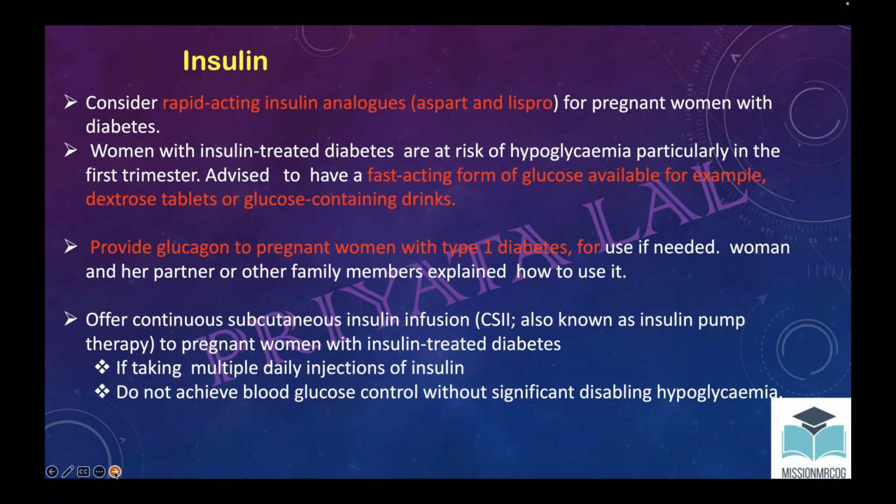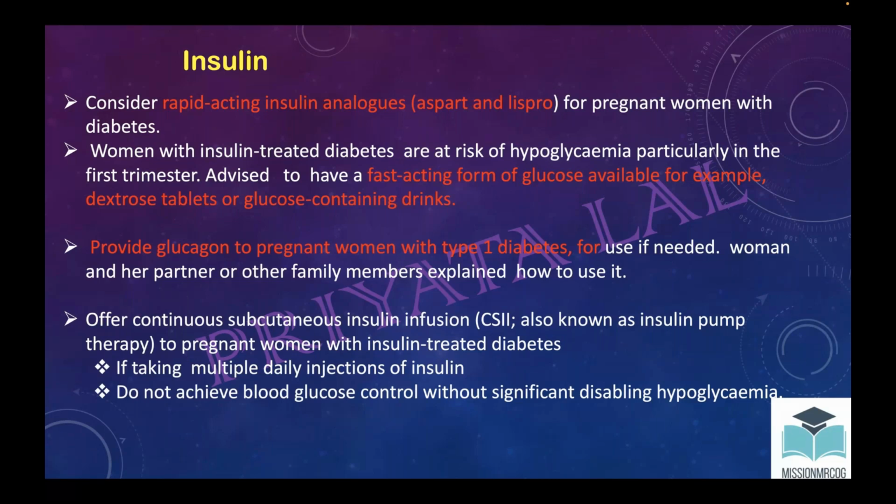Now, another thing that has been introduced newly in this guideline. It was given in the previous guideline also, but with little less detail. So they want continuous subcutaneous insulin infusion, CSII, that is also known as the insulin pump. Usually, what we have read till now, there would be diet change, exercise, metformin, and insulin.